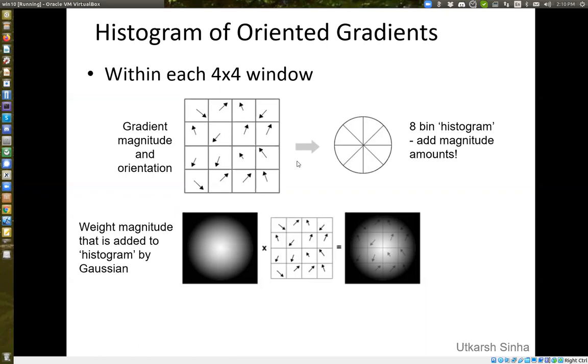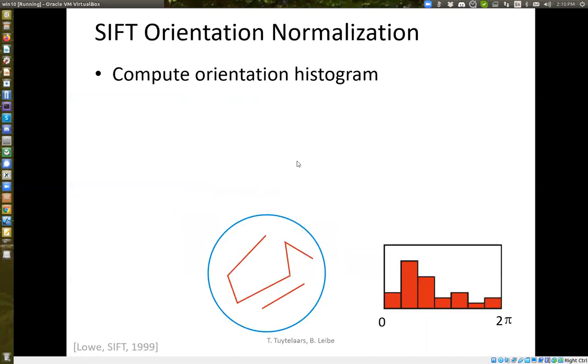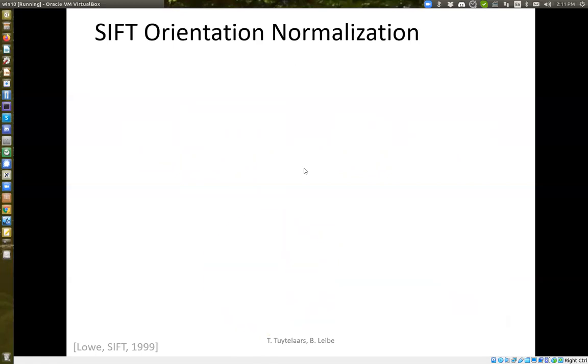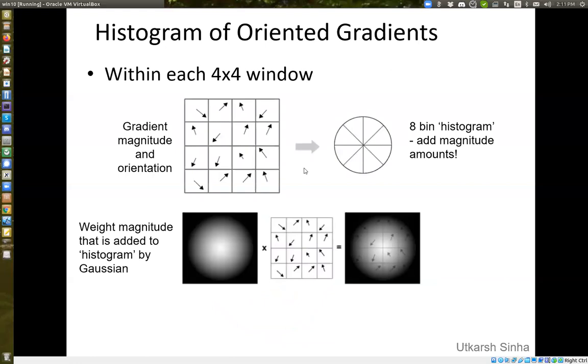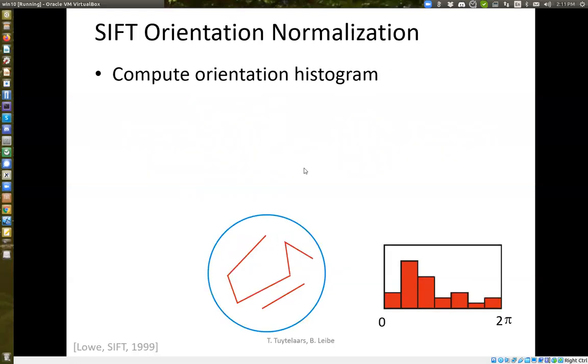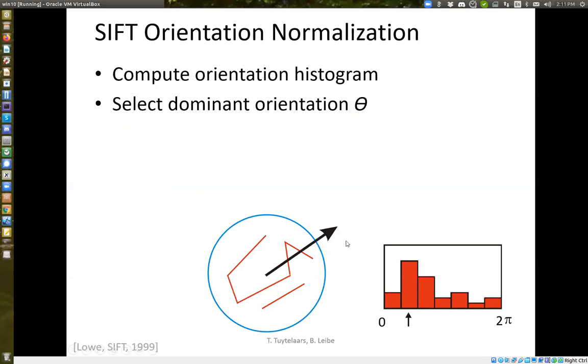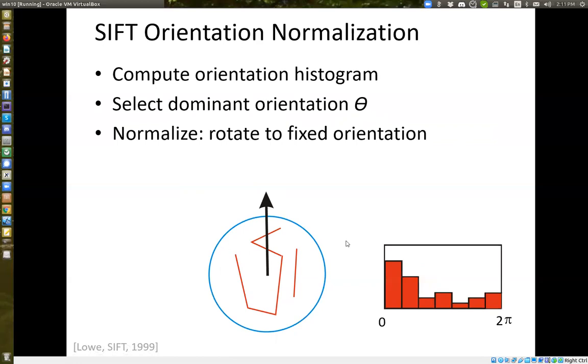This is almost like the SIFT descriptor already, so there's some slight modification. For example, the one we just described is not actually rotational invariant, because if I take a patch here and rotate it, I will have a different orientation of the histogram. So what we can do is simply order the histogram.